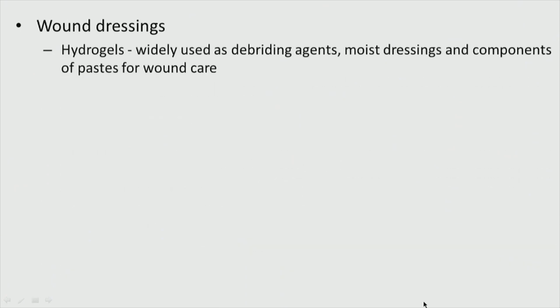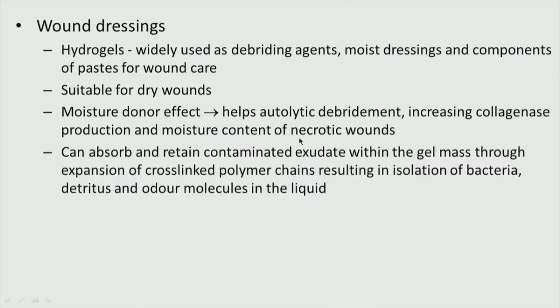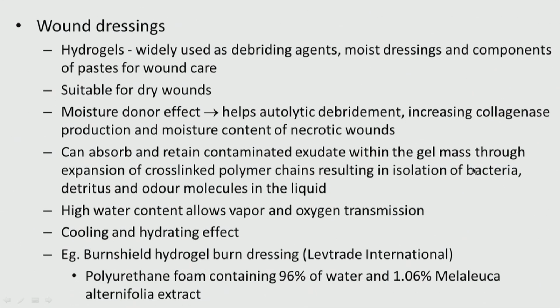Wound dressing: hydrogels are used widely in wound dressing, moist dressing, components of paste for wound care. We can have a drug-encapsulated wound dressing for dry wounds and burn wounds. We can have a moisture donor effect, which helps autolytic debridement, increased collagenase production and moisture content of necrotic wounds. They can absorb and retain contaminated exudate within the gel mass through expansion of cross-linked polymer chains, resulting in isolation of bacteria and odor molecules. High water content allows vapor and oxygen transmission. Cooling and hydrating effect.